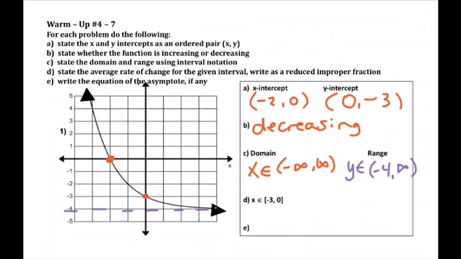If we're looking at the interval from -3 to 0, that's going to be from here to here, so I'm looking at this point to this point, and I'll be looking at the slope right there. So I will be going down 7 and over 3, and that cannot be reduced, so that would be my slope, or the average rate of change for that interval. And then the equation of the asymptote is going to be y equals -4.